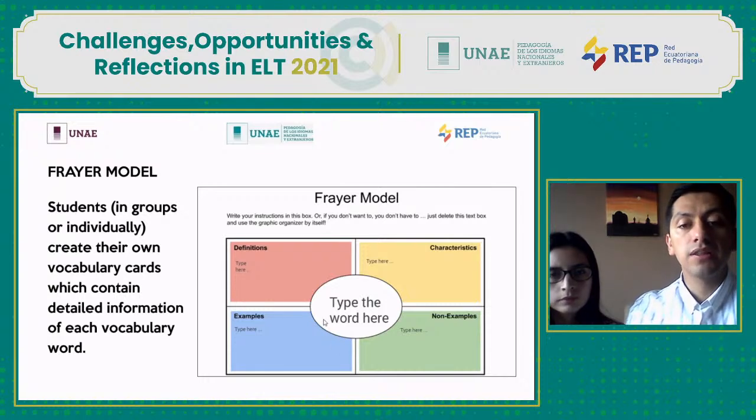And here they have four sections or 4 areas regarding that word. For example, they have to give the definition. What are some characteristics that word has? They can give also examples, writing sentences, and also non-examples. And this is very important because the students need to know when not to use a word.